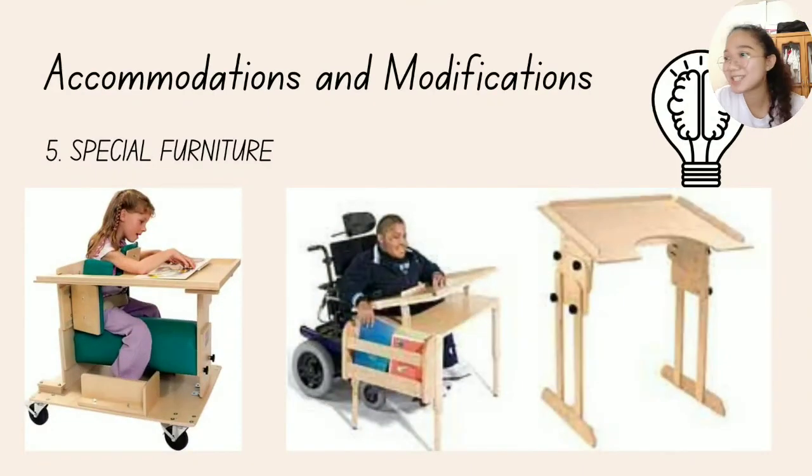Fifth one is the special furniture. A child in a wheelchair or a child with a spinal problem may require some special chair or table. So it is important to discuss these issues with the parents. If the child is finding it difficult to sit on the regular classroom chair, it will be worth considering getting a special chair for the classroom.